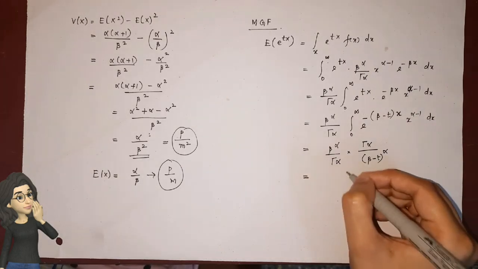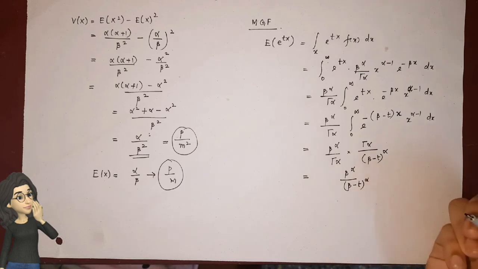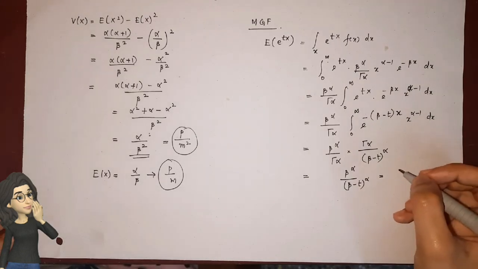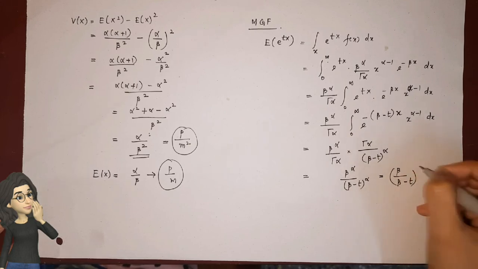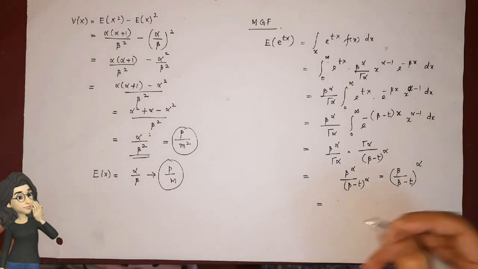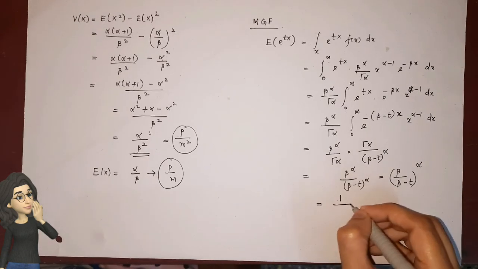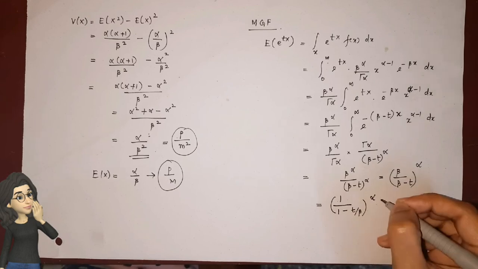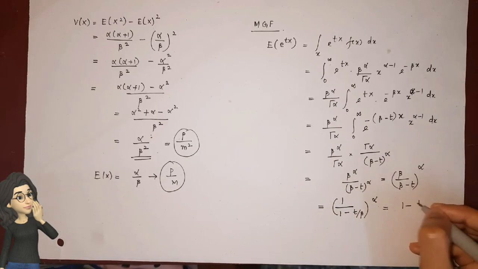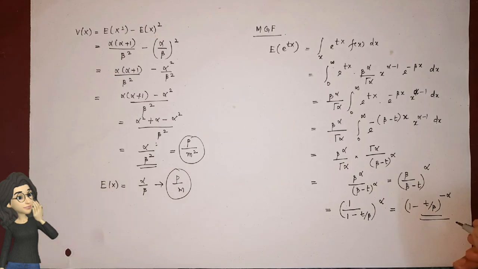So we will get it as beta raised to alpha divided by (beta minus t) raised to alpha, which is equal to beta by (beta minus t) whole raised to alpha, and from here we will get it as one divided by (1 minus t by beta) whole power alpha, which is equal to (1 minus t by beta) whole raised to minus alpha. So this is the m.g.f of the gamma distribution.